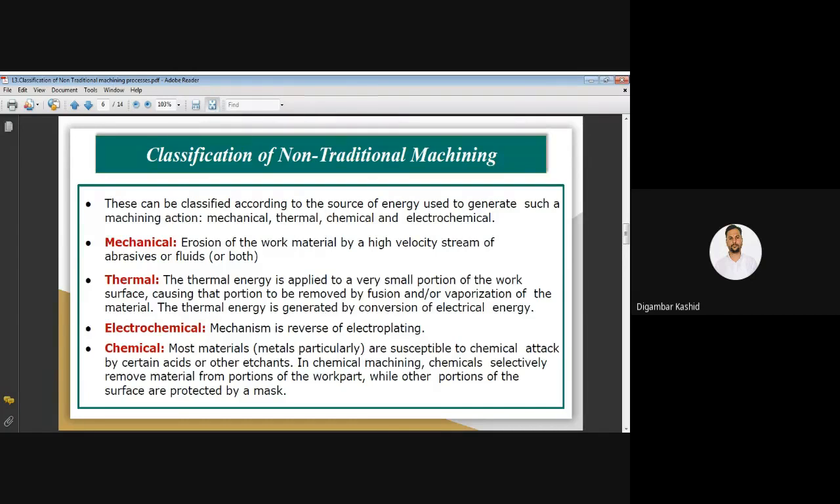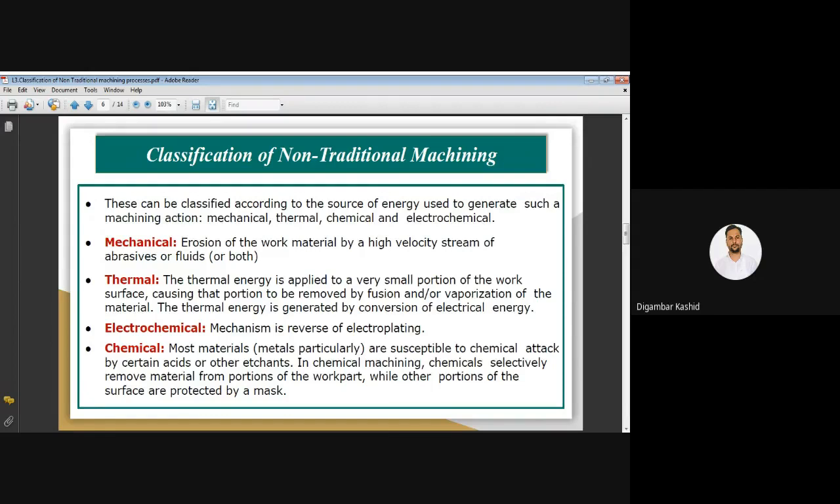Okay, now the processes whose performance totally depends on the thermal properties of your workpiece material. Thermal properties mean properties like thermal conductivity, specific heat, then reflectivity. Okay, in that again optical or thermal, etc.